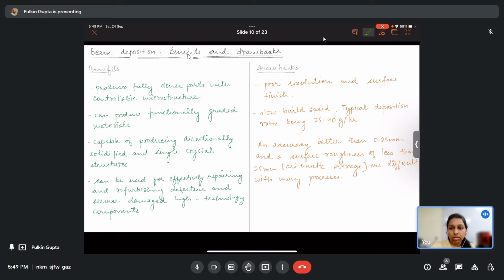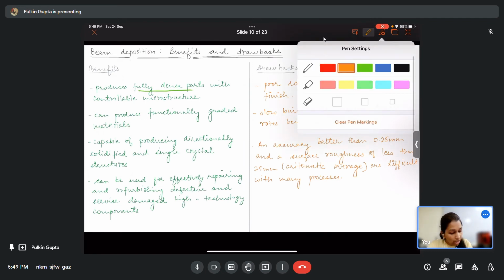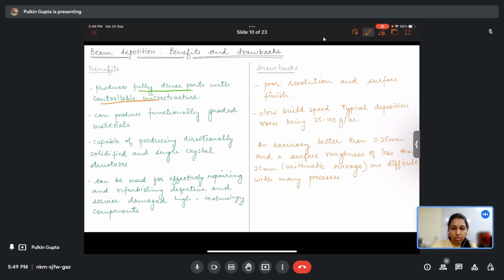Some benefits are that it produces fully dense parts with controllable microstructure. As we have seen, we can control the microstructure by controlling the cooling rates. Then we can produce functionally graded materials using beam deposition, and it is capable of producing directionally solidified and single crystal structures, again by controlling the cooling rates and the heating rates. And then this can be used for effectively repairing and refurbishing defective and surface damaged high technology components.